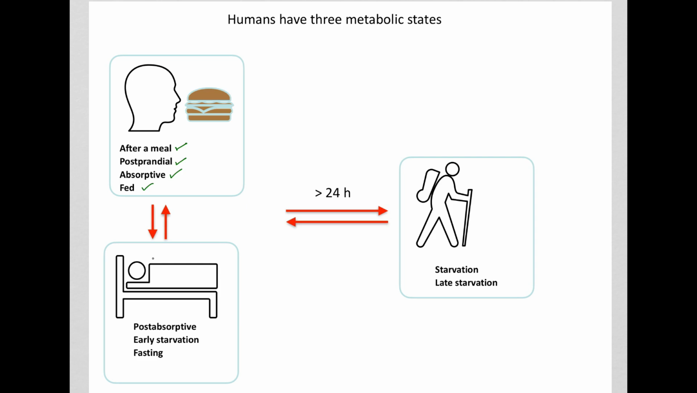And then while we are asleep or between meals, we have this second state, post-absorptive, also called early starvation or the fasting state. So most of us will go through these two states, the postprandial and the early starvation. Now, if we do not eat for more than one day, so more than 24 hours, then we can enter the third metabolic state, which we'll call either starvation or late starvation state.